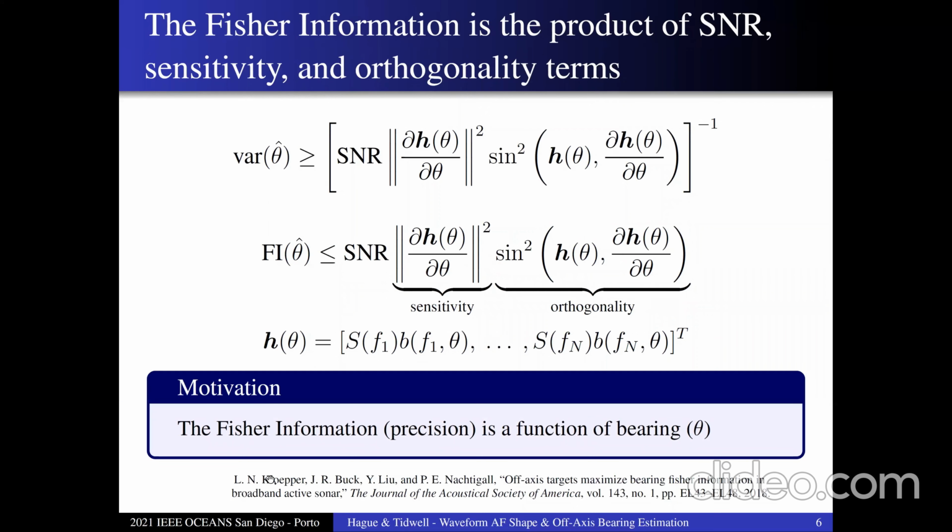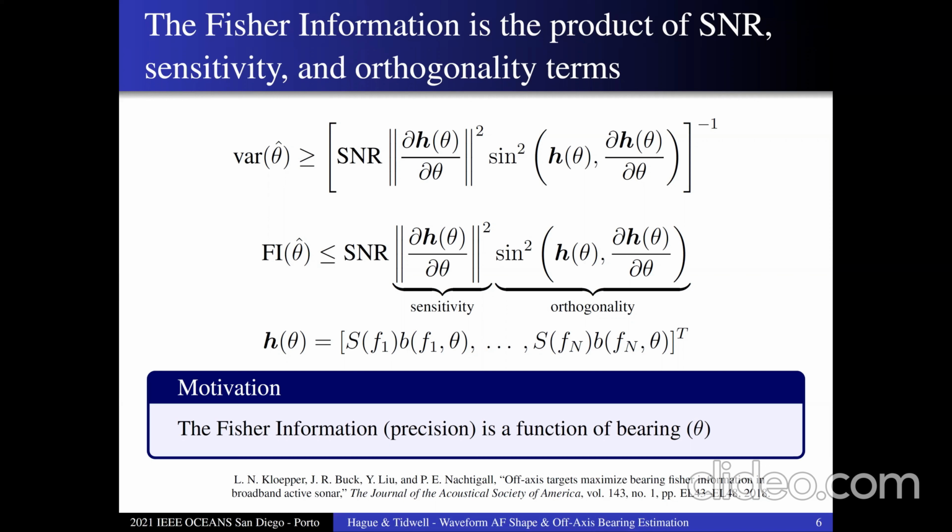Now, previous work by Klepper et al. actually derived the Cramér-Rao lower bound for the variance on the estimate of the target bearing angle theta, and that's given here. It's a product of the signal-to-noise ratio, this sensitivity term, and an orthogonality term. And if we take the inverse of this, we get the Fisher information, which is the metric that we'll be using as it provides a measure of precision, a more intuitively analogous representation. If we minimize the variance, then we maximize the precision.